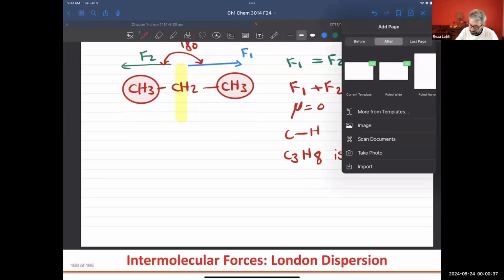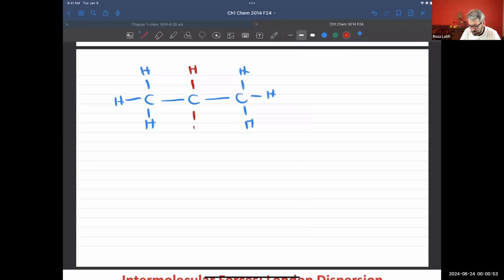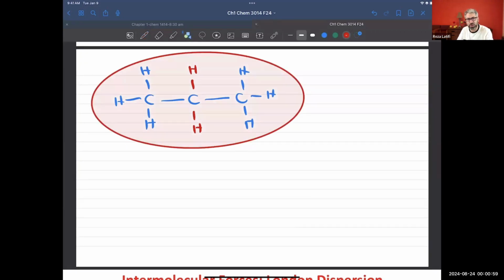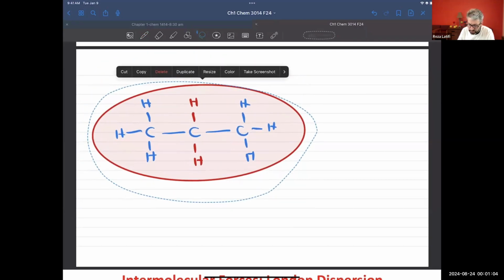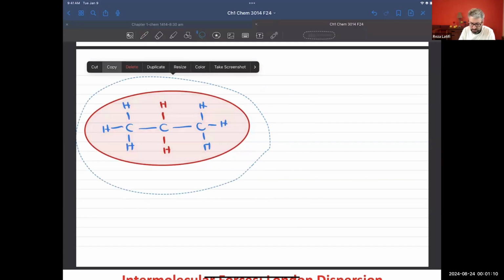So let's put it this way. We have a carbon attached to another carbon, and here's the third one. The terminal carbons have 3 hydrogens, and the one in the middle has 2 hydrogens. Now I'm going to draw this shape around it. So let's say this one is moving and collides with another molecule. What will happen if we get a collision between them?